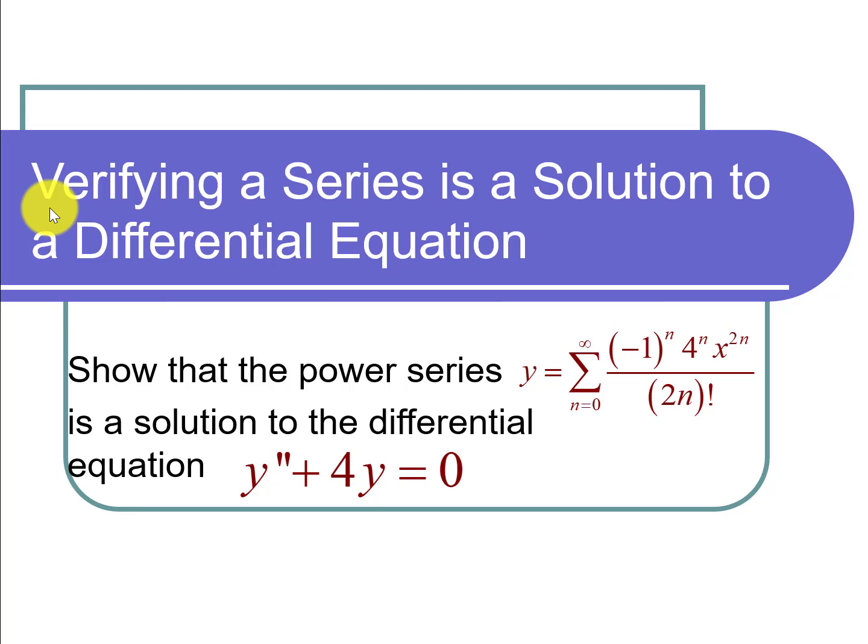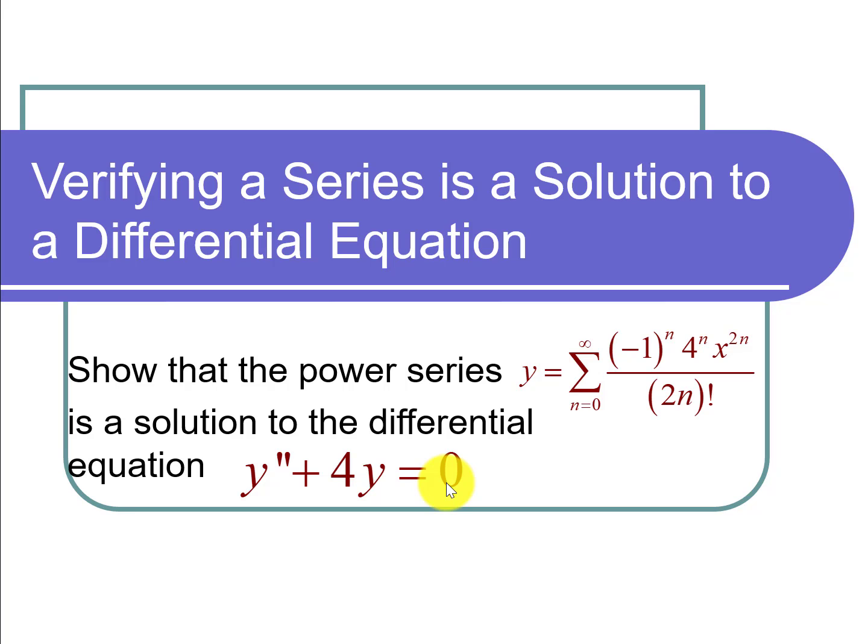This is a video on verifying a series is a solution to a differential equation. The question states, show that the power series y is equal to the summation from n equals 0 to infinity of (-1)^n, 4^n, x^(2n) over (2n)! is a solution to the differential equation y double prime plus 4y is equal to 0.